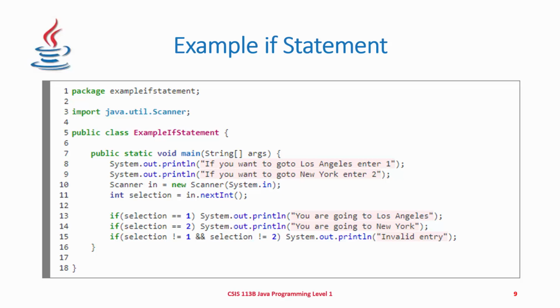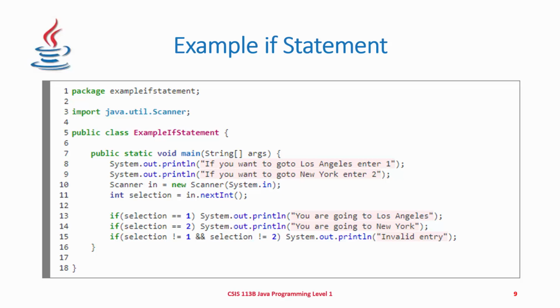And then you can see in the next 3 lines we're comparing the variable selection's value to 1, 2, or not equal to 1 and selection not equal to 2. So we're checking to see if they inputted a valid entry. Remember, we're only asking them to enter a 1 or a 2. What happens if they enter a 3 or 4 or some other number? So the first if is comparing the variable selection to see if its value is 1. In other words, did the user input the value of 1?